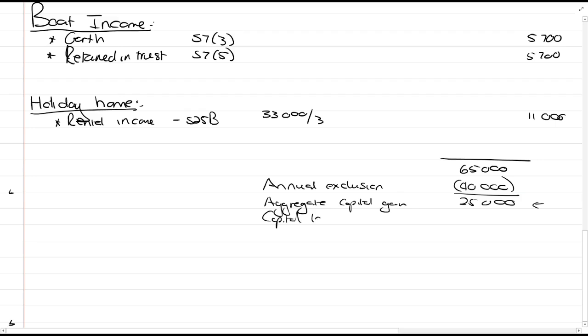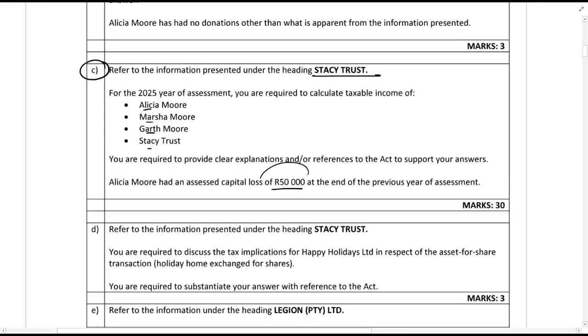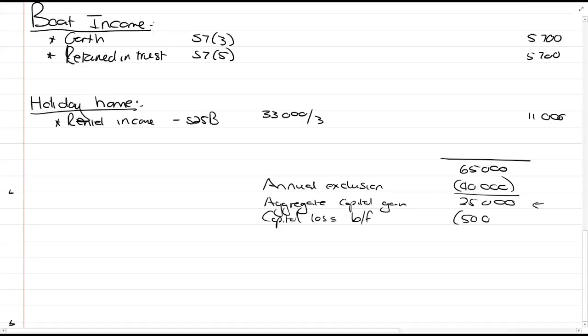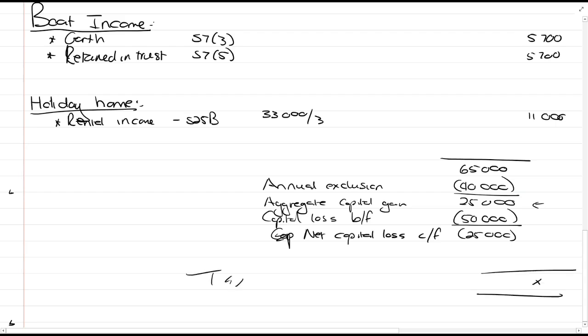Then we need to take into account any capital losses brought forward. And you'll recall that the required tells us that she had 50,000 rand at the end of the previous tax year, Alicia. So we deduct that 50,000. This gives us a 25,000 loss now, which is a net capital loss, and this will be carried forward. So we add up everything else, and that is our taxable income for Alicia.